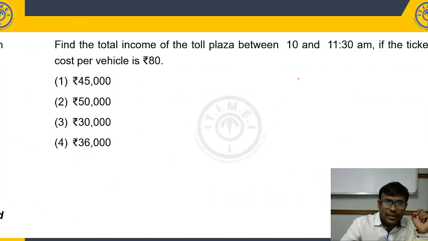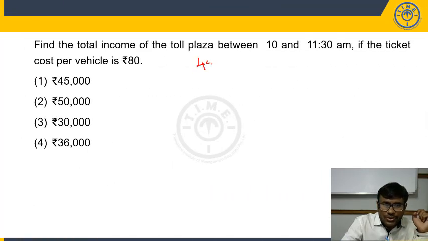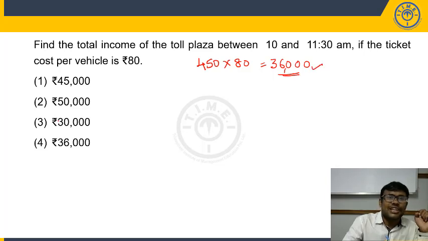Okay, so total 450 vehicles were there, and from each vehicle 80 rupees is collected. So it is 450 into 8, that is 45 8s are 360. So 36,000 was collected. So how much was collected from the total income? It is 36,000. Your answer is option number 4. Okay, clear? Let's get into the next question.